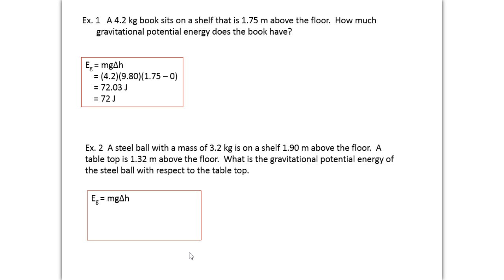So again, mass times gravity times height, or change in height. The ending height of the ball is 1.9. The beginning height is 1.32. So the height difference from the tabletop to shelf is 0.58 meters. And you can multiply these first two numbers if you want, and that's where we get 31.36. That's 18 joules. So the ball's not falling to the floor, it's only falling to the tabletop.